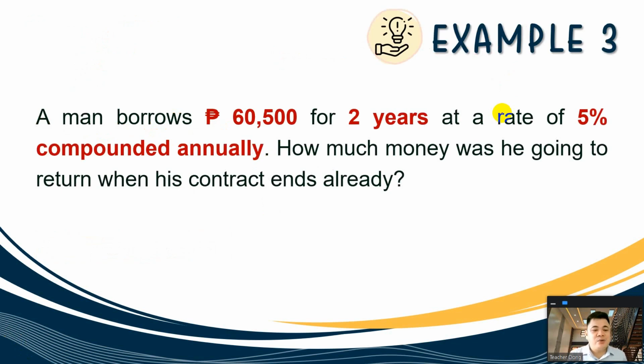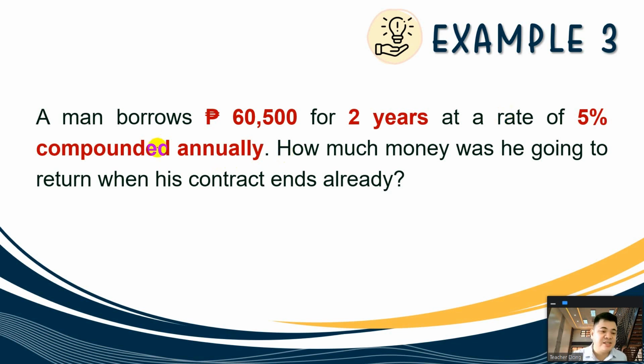A man borrows 60,500 pesos for 2 years at a rate of 5% compounded annually. How much money was he going to return when his contract ends already? Again, I will read it a second time. A man borrows 60,500 pesos for 2 years at a rate of 5% compounded annually. How much money was he going to return when his contract ends already?